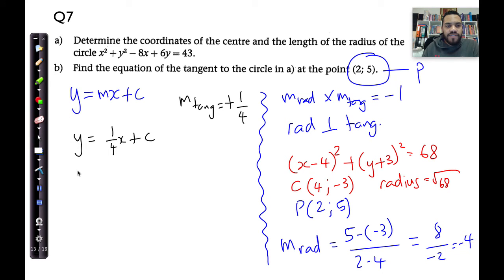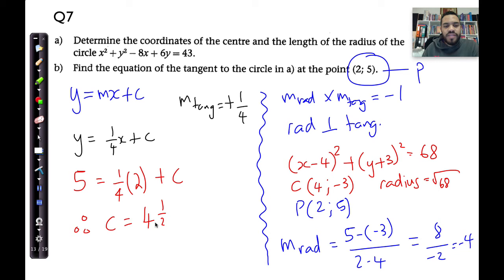It's going to be 5 is equal to 1 over 4, and the x is going to be 2, plus c. Well, this tells us that 2 times a quarter is a half, and so c plus a half must give me 5, and I can solve for that, and that just tells me that c is actually going to be 4.5.